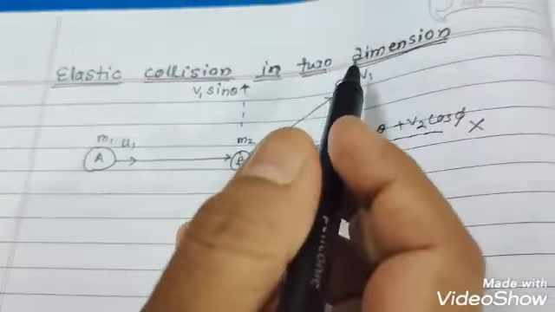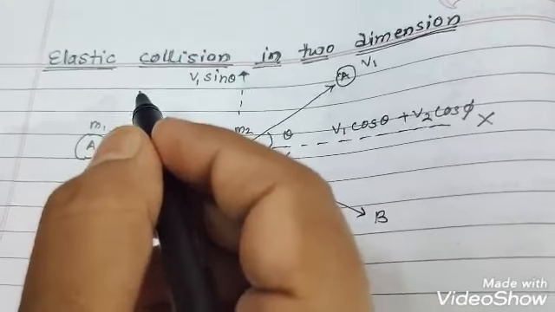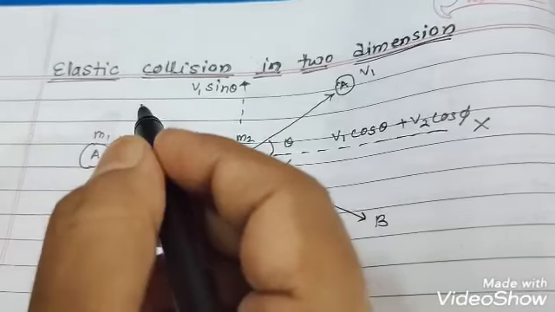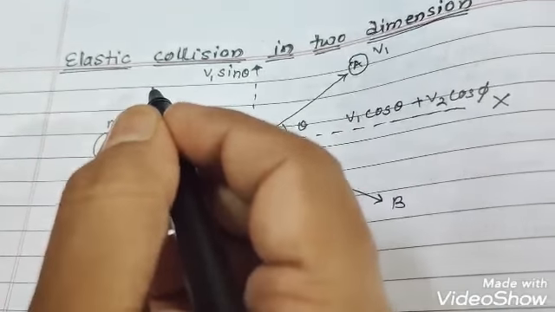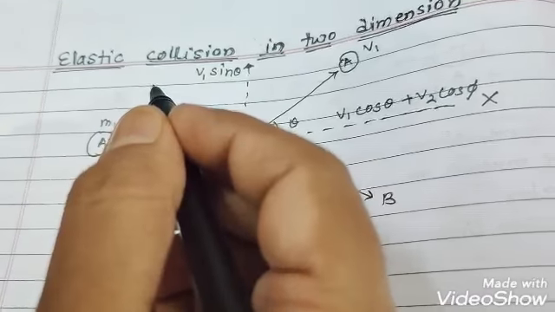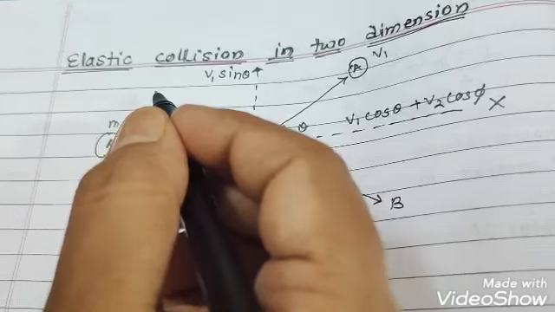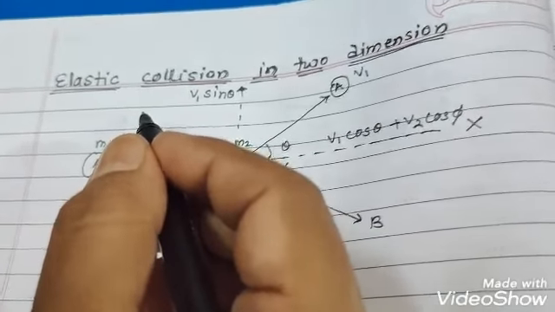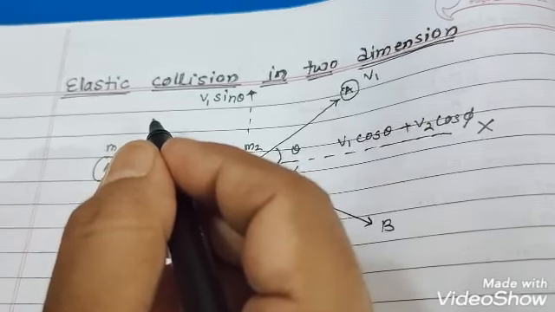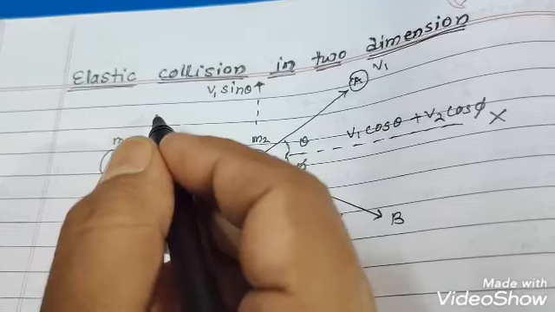Elastic collision in two dimension. If the initial velocities and final velocities of both the bodies are along the same straight line, then it is called a one-dimensional collision or head-on collision. In the case of a small spherical body, this is possible if the direction of travel of the body 1 passes through the center of the body 2.